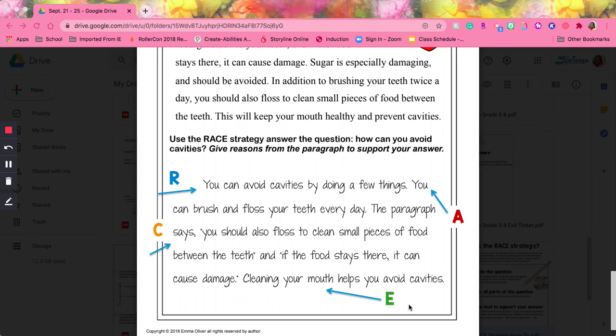And then they explained their citation or explained their evidence. Cleaning your mouth helps you avoid cavities. You can also use that E, that explain your evidence at the end, to also kind of wrap up your question or to restate the question at the end.